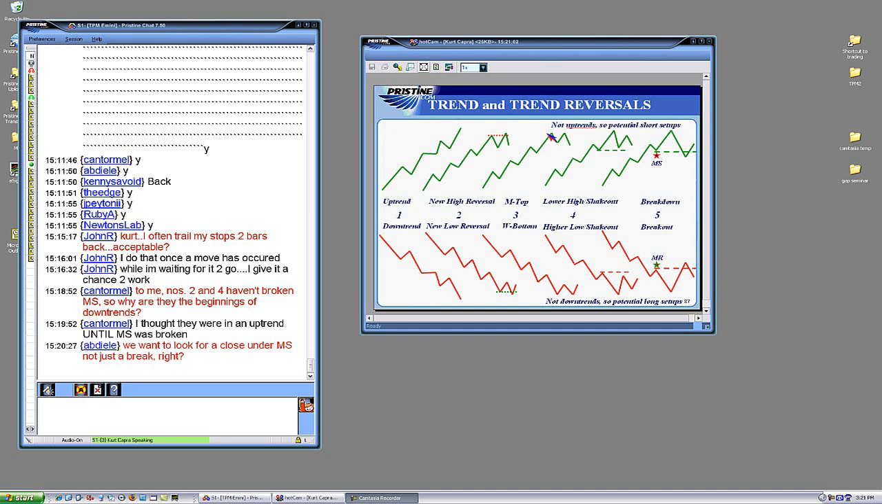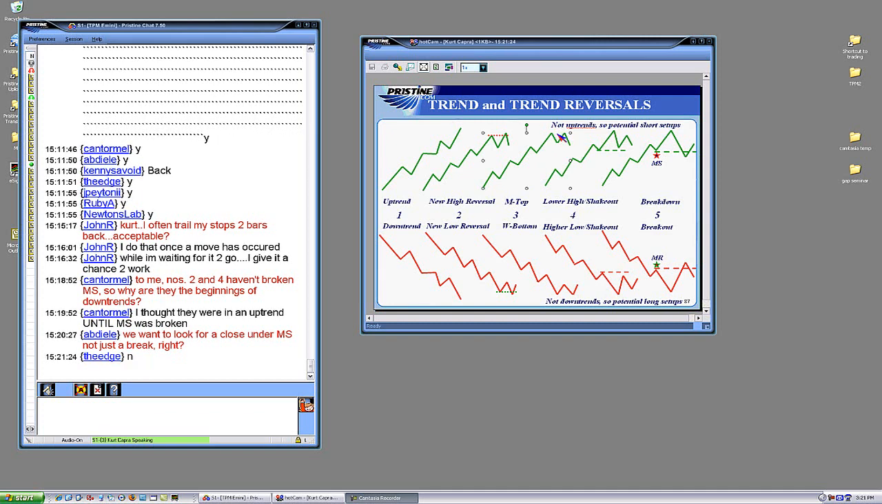But Cantormel, let me ask you this: would you buy a PBS from an M top? Let's say that this pulled back. Would you be looking to buy a PBS knowing that it came from an M top?